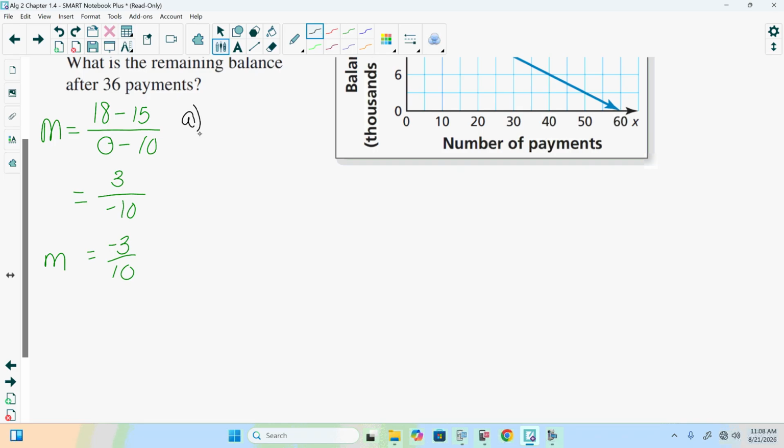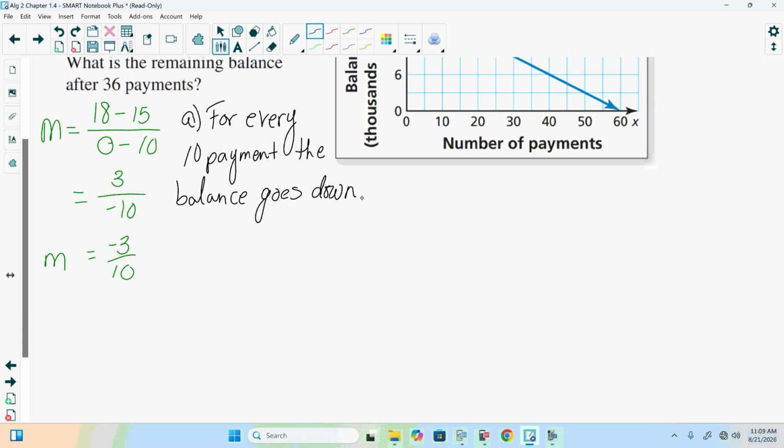So we have the slope, yes? Let's go on and interpret it. So the x, the denominator, is the number of payments, yes? Y is the remaining balance. So we can say for every, what? 10 payments, the balance does what? Negative 3, or we can say goes down 3.